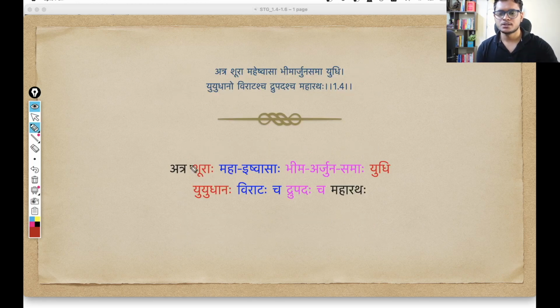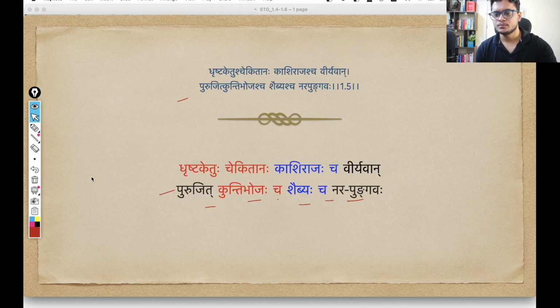So anyways, this is the Sandhi Vichhed version. Atra Shura Maha Ishwasaha Bhimarjun Samaha Yudhi Yuyudhanaha Virataha cha Drupadaha cha Maharathaha. Okay. Similarly, if you move forward, this is the 5th shloka, and I'll mention one sandhi that is being used again and again.